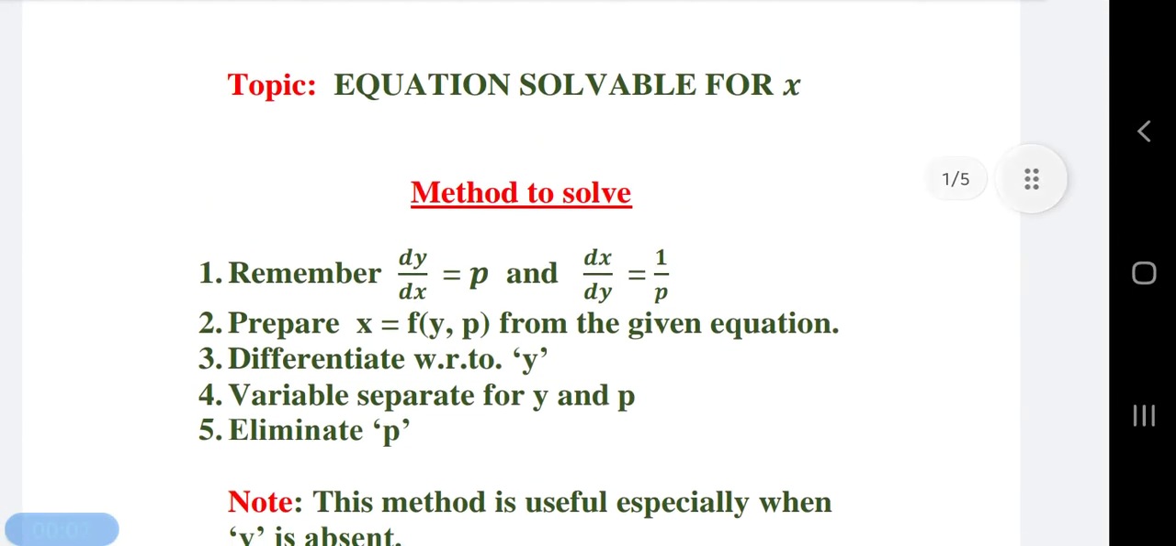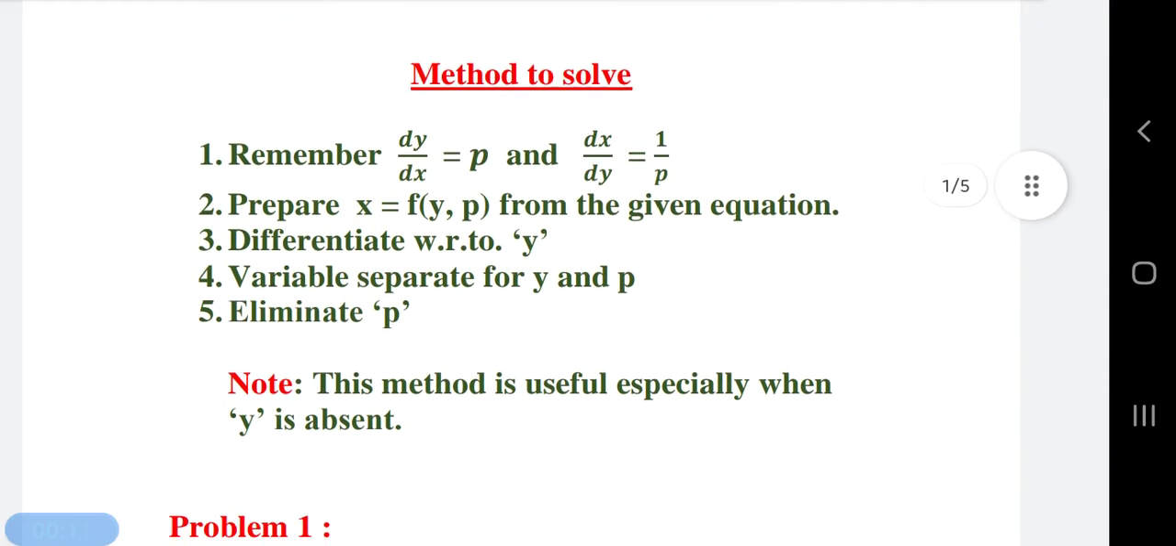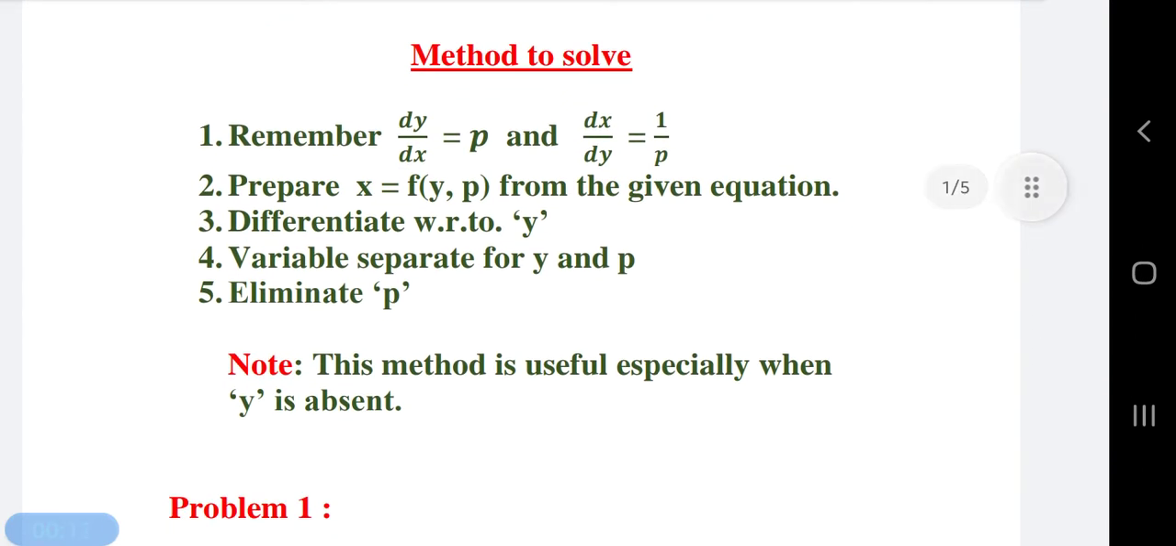Hello everyone. Today we are going to see the topic equation solvable for x. For that we wish to follow 5 steps to solve this. First we have to remember that dy by dx is small p and dx by dy is 1 by p.